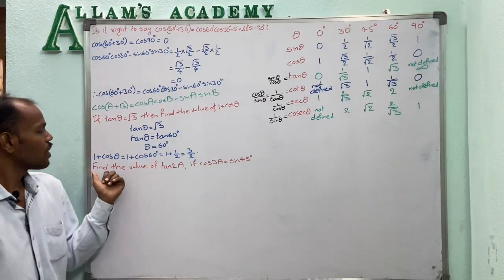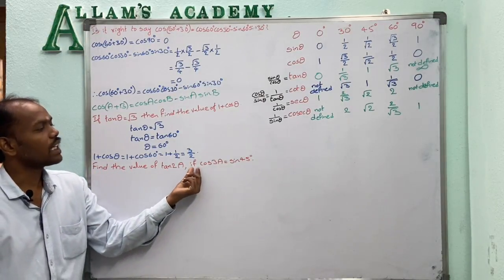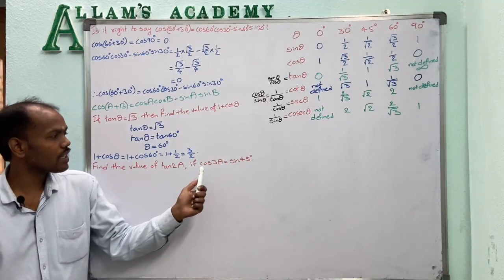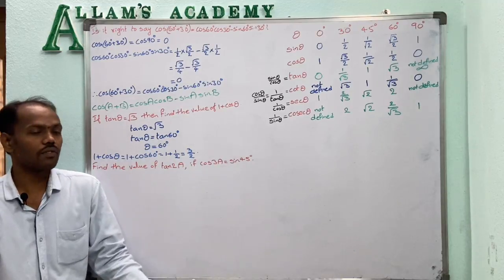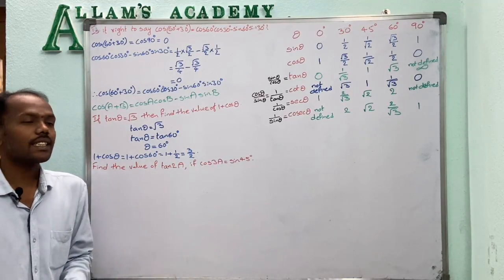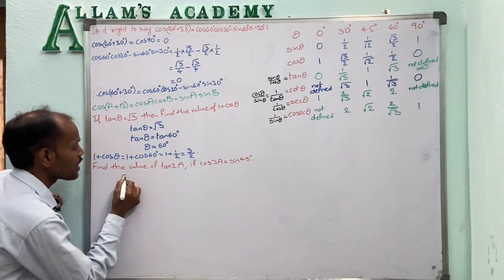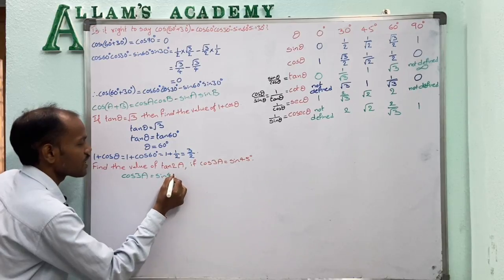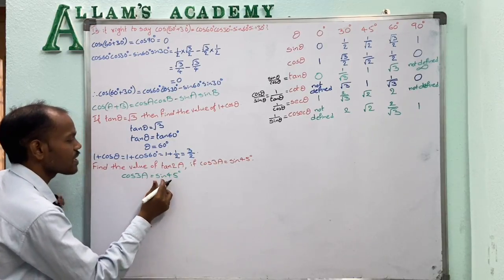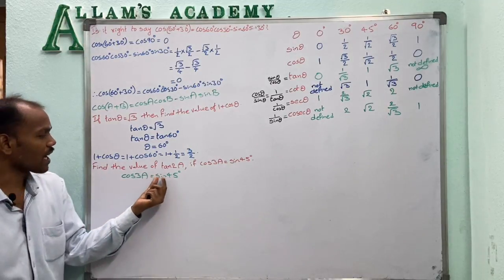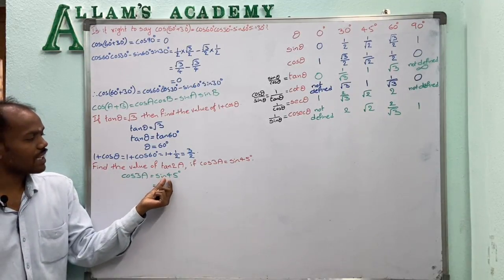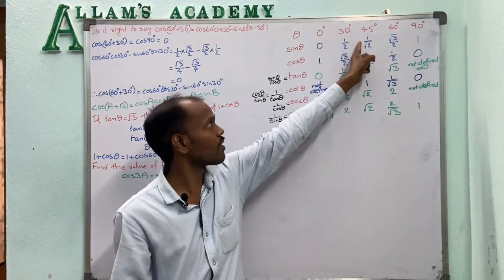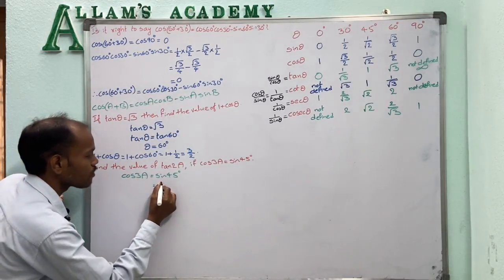Next problem: find the value of tan 2a if cos 3a equals sin 45 degrees. So by using this condition, cos 3a equals sin 45 degrees, we have to find tan 2a. Sin 45 degrees is given, and sin and cos ratios are not equal, so first we take the value of sin 45 degrees. So sin 45 degrees equals 1 by root 2.